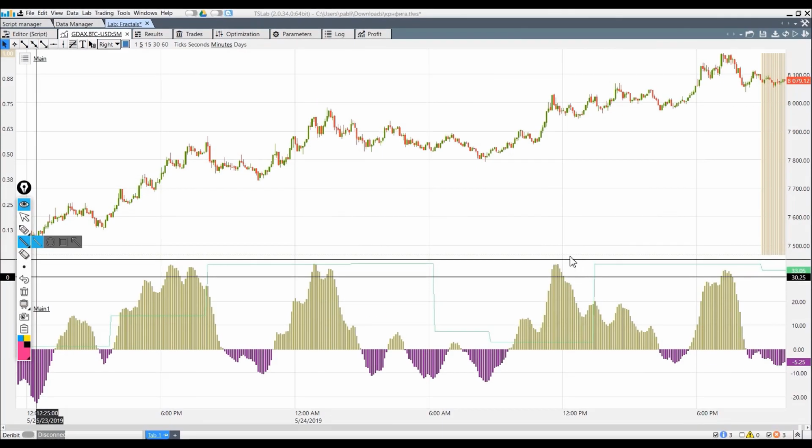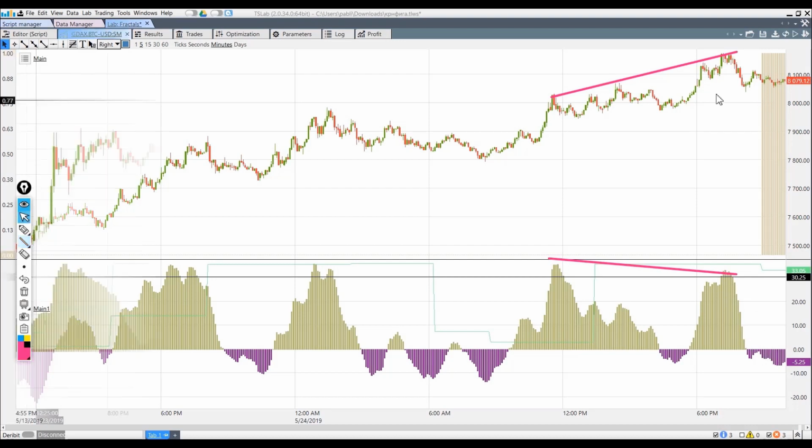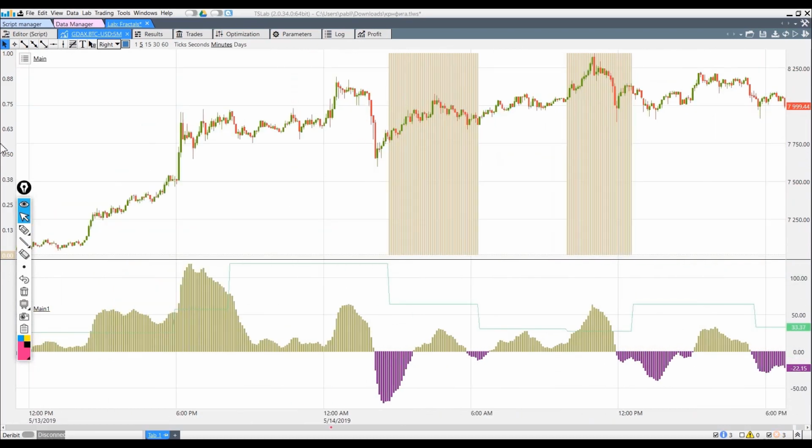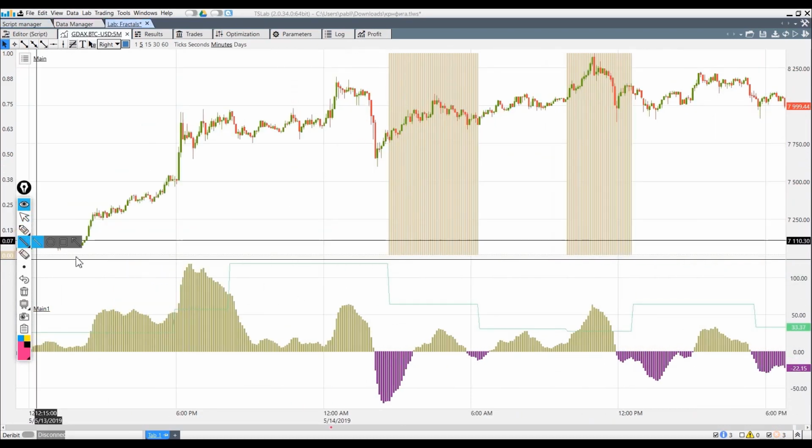So what exactly is a divergence anyway? Essentially, a divergence is a disagreement between an indicator and price, and it can have significant implications for trade management. When a divergence is spotted, there is a high probability of a price retracement. Divergence in an uptrend occurs when the market makes a higher high, but the indicator doesn't. In a downtrend, divergence occurs when a price makes a lower low, but the indicator doesn't.